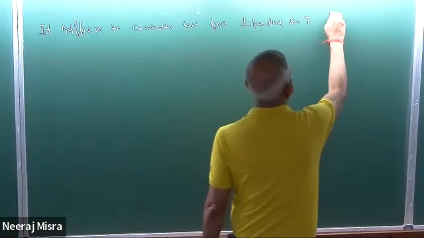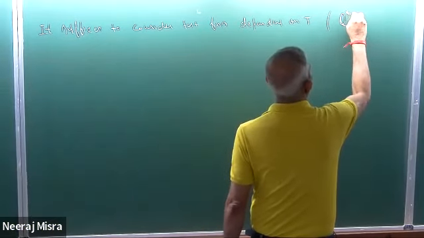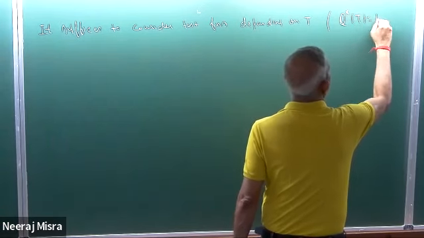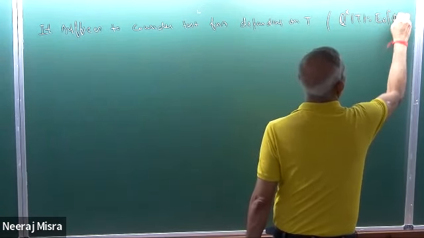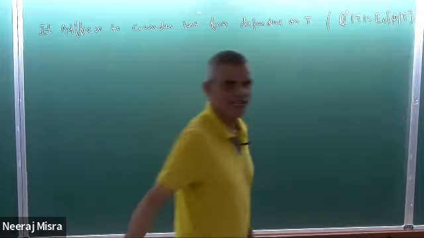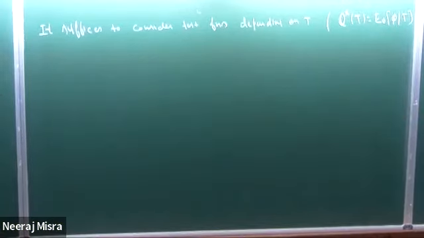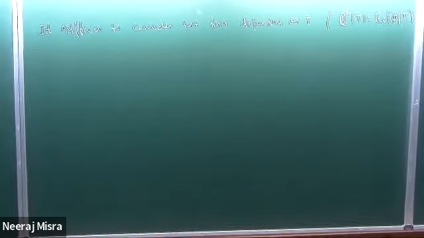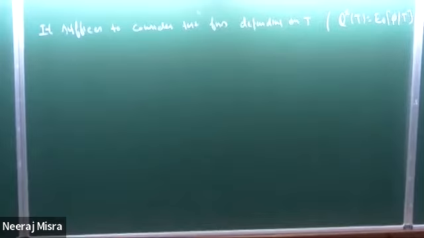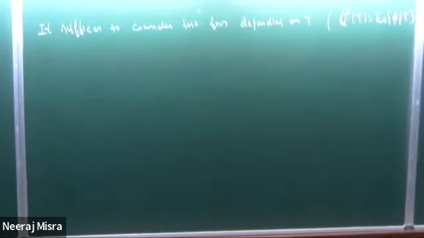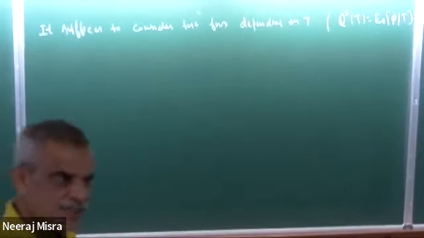Because for any other test function phi, you can define a new test function, expected value of phi given t. Now note that since t is sufficient, expected value of phi given t will not depend on theta. And since phi is between 0 and 1, expected value of phi given t would also be between 0 and 1. So it is a proper test function.